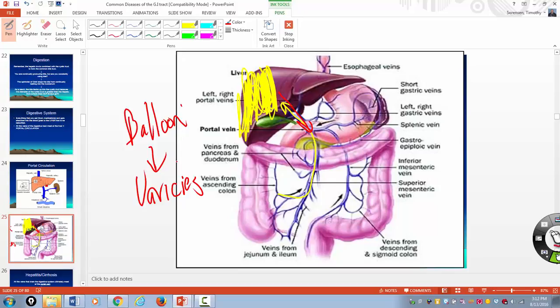You get esophageal varices, right? Or basically hemorrhoids in your esophagus. And hemorrhoids are weakened, ballooned out veins. Or you'll end up with hemorrhoids.